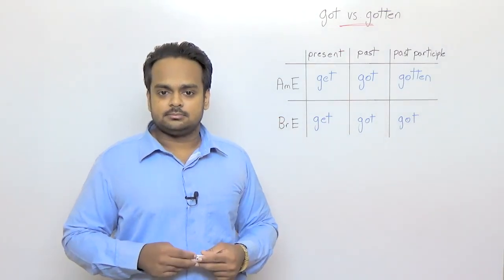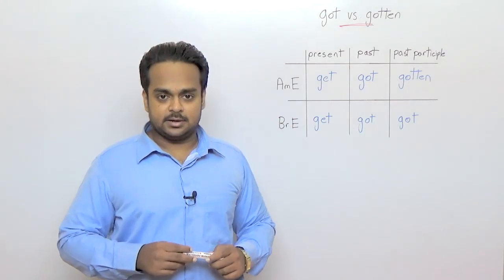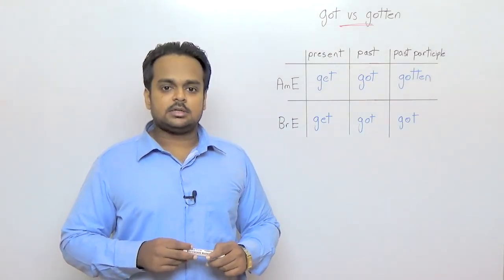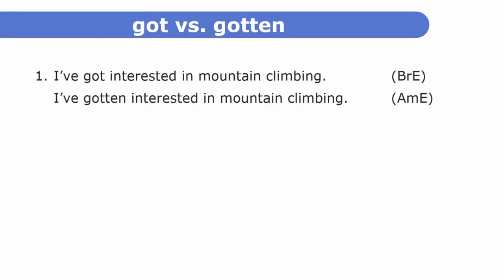Pretty simple, right? Well, actually the picture is a little more complicated than that. Take a look at these examples. I've got interested in mountain climbing. This sentence is in British English. In American English, I've gotten interested in mountain climbing. Now here we're using gotten because this is the past participle of get. The sentence is in the present perfect tense, so we're using gotten.